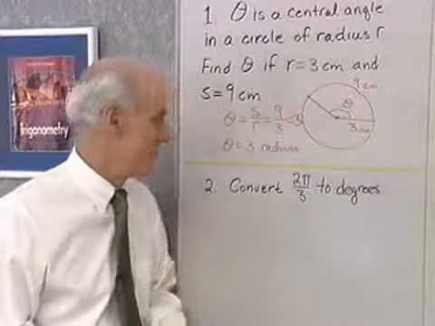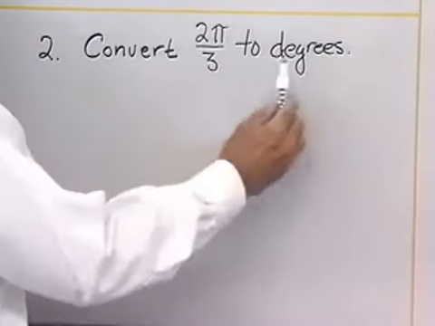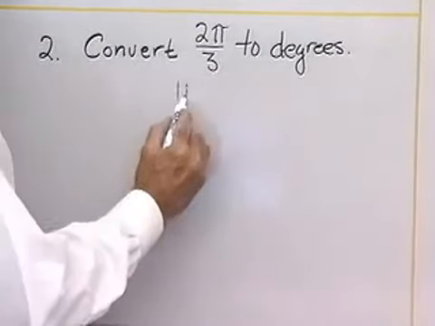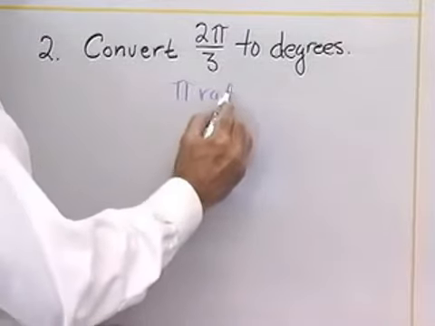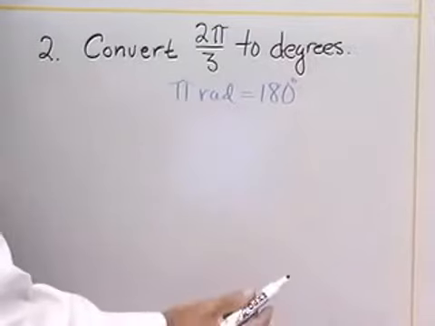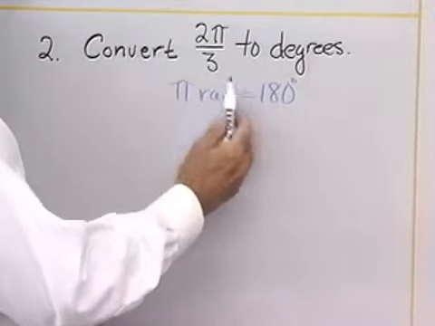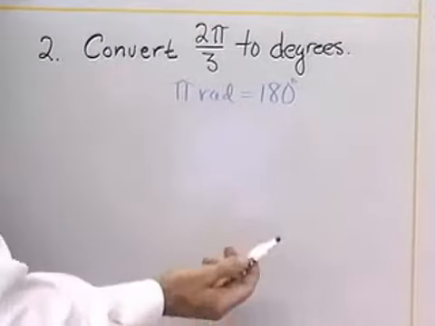Here's our next problem. Convert 2 pi over 3 radians, it's understood to be radians, to degrees. Now here's the relationship that I have between radians and degrees. Pi radians is equal to 180 degrees. So that means that pi divided by 180 or 180 divided by pi is just the number 1.